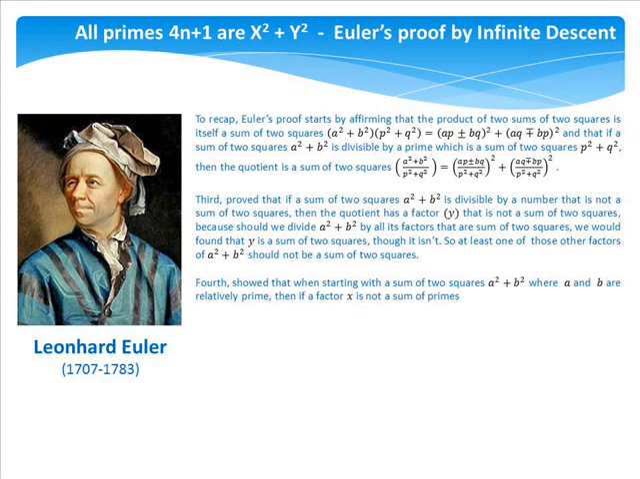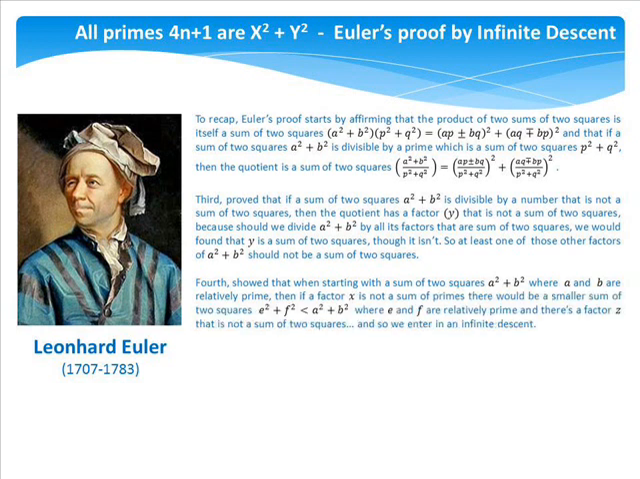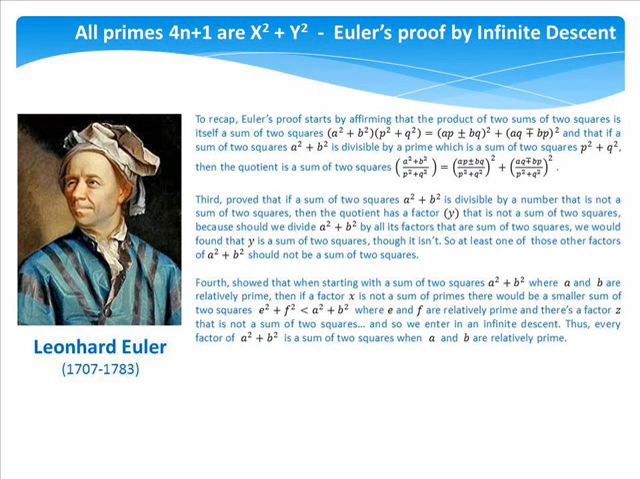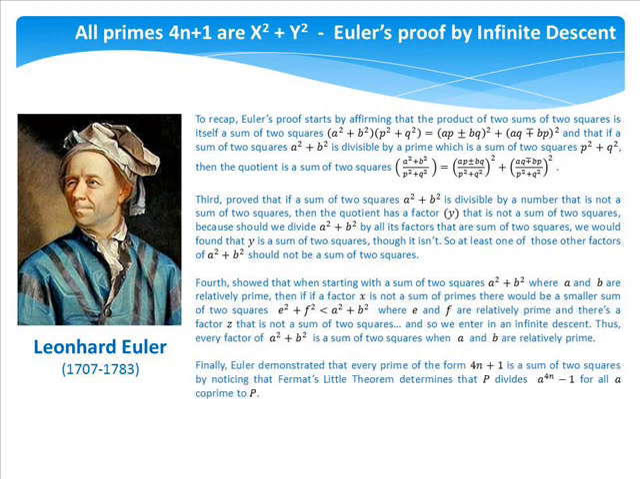Fourth, show that when starting with a sum of two squares, a squared plus b squared, where a and b are relatively prime, then if a factor x is not a sum of two squares, there would be a smaller sum of two squares, e squared plus f squared, where e and f are relatively prime, and there's a factor z that is not a sum of two squares, and so we enter in an infinite descent. Thus, every factor of a squared plus b squared is a sum of two squares when a and b are relatively prime.